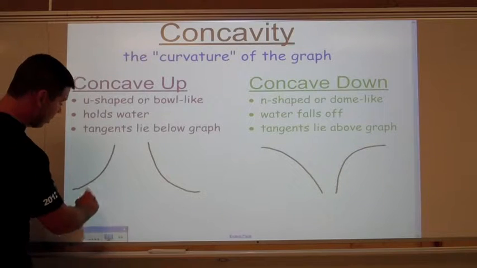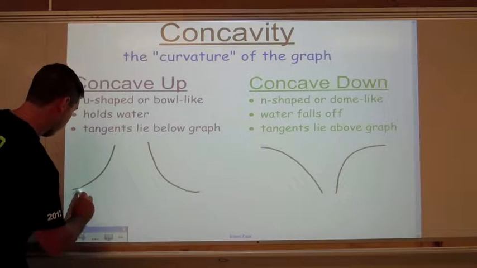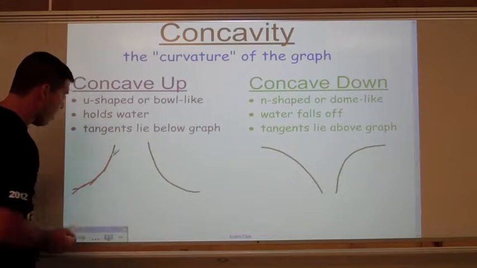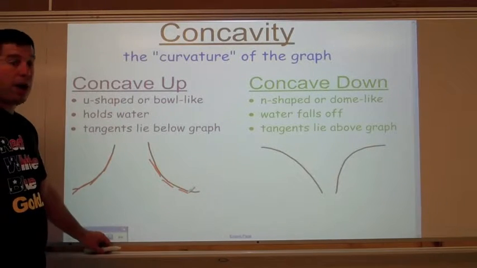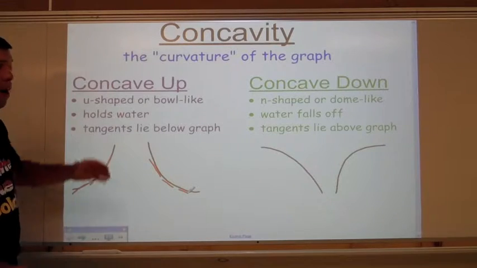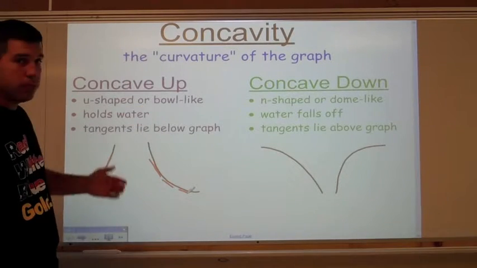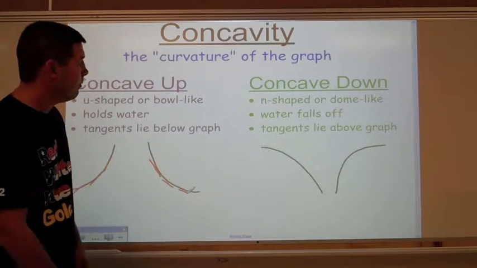So if you were to draw tangent lines here, they all lie below the graph. They are not above the graph. So if it's concave up, it looks like a U. Up begins with a U, it looks like a U.